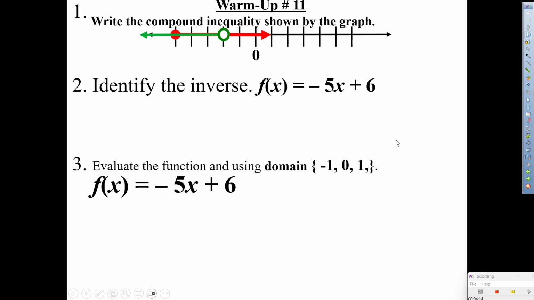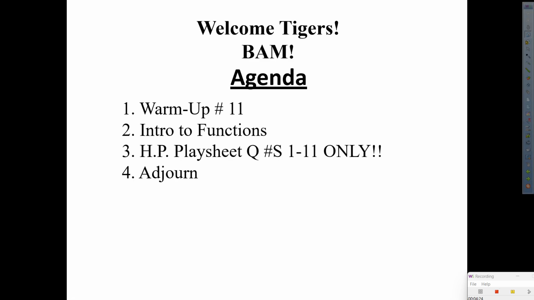All right. Copy the agenda. Warm up number 11 done. Intro to functions. Today we're moving on. And I'm going to leave you some practice or a play sheet, numbers 1 through 11. Copy that.